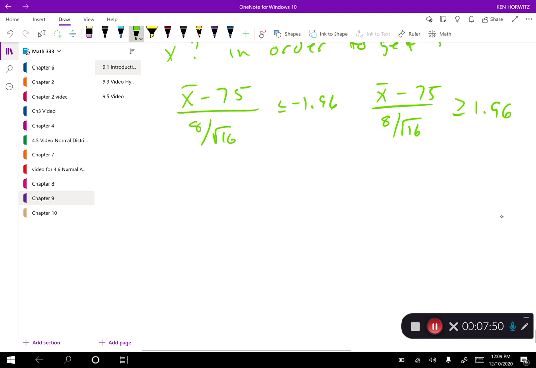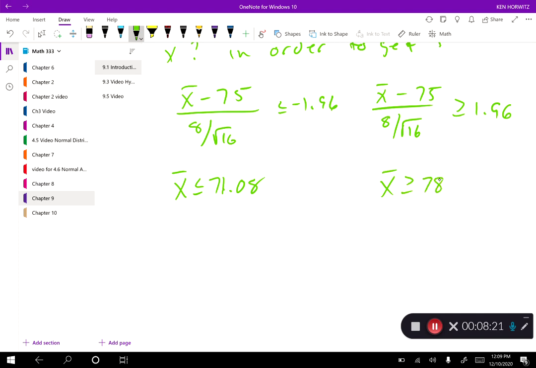So why don't you pause the video real quick and figure out what each of the X bars are, and we'll come back around in just a second. Okay, hopefully you paused the video. I got X bar has to be less than or equal to 71.08. And I got this X bar has got to be greater than or equal to 78.92. Hopefully you got the same thing.